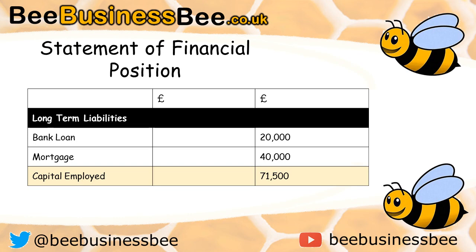Lastly, we have the long-term liabilities. So you've got your bank loan, your mortgage, your long-term debts, and at the bottom you've got capital employed. Capital employed is a very fancy phrase, and all it means is the money that's been put into the business, employed in the business. So in total, £71,500 is employed in this business.